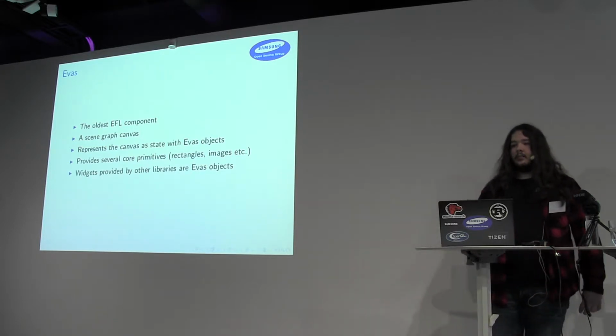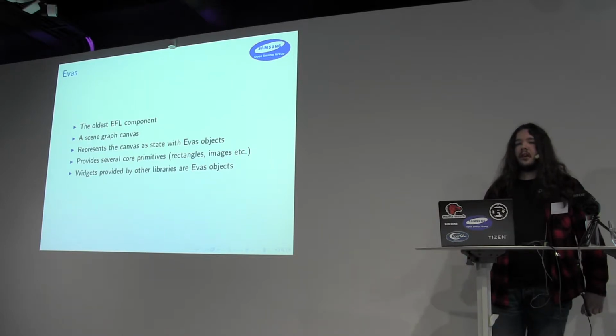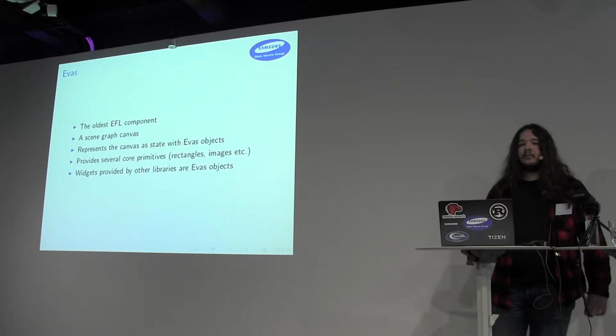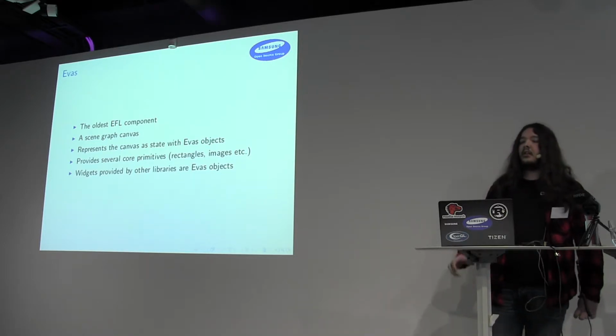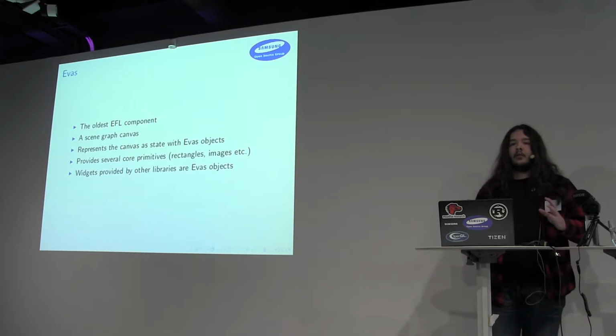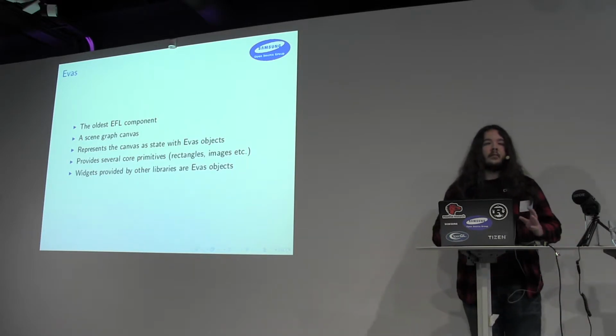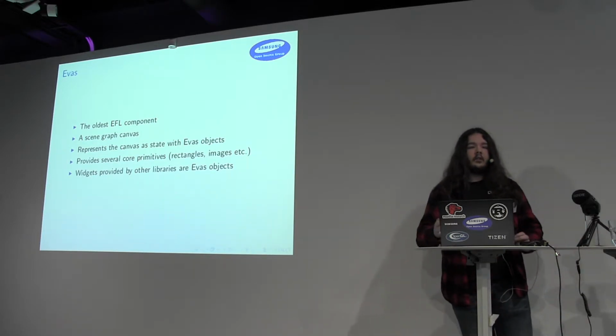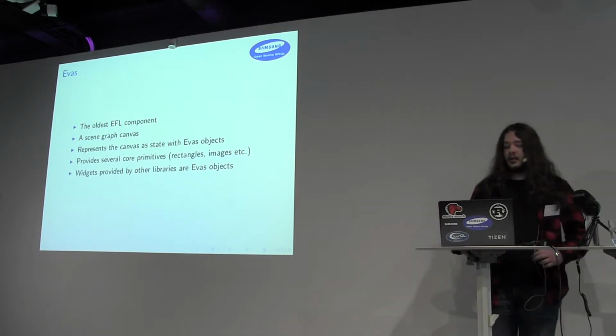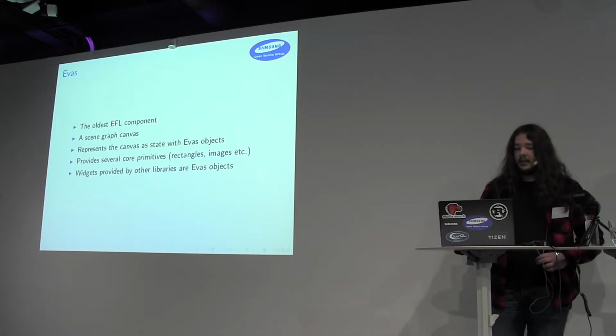Obviously, widgets provided by Elementary, for example, or there's the library called Emotion, which provides a smart object for video, which can be used as an Evas object. The idea is that you can combine different types of Evas objects provided by different libraries within a single application, and it'll actually work seamlessly.